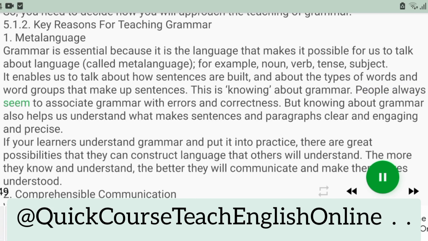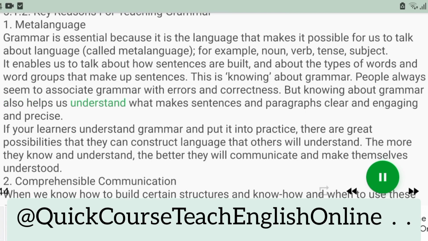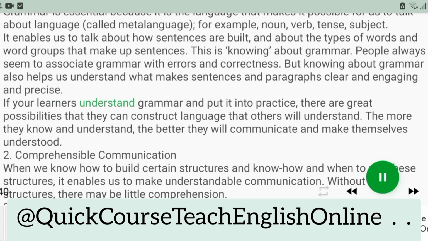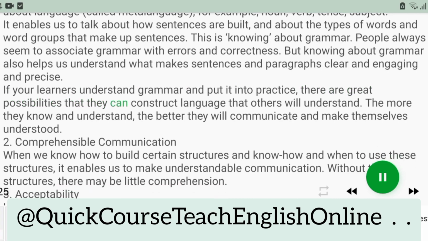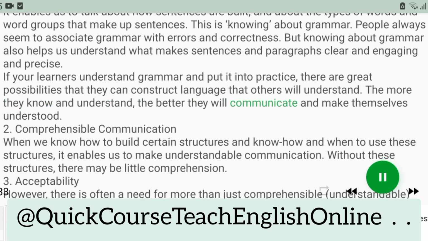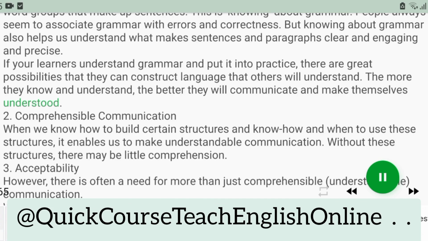People always seem to associate grammar with errors and correctness. But knowing about grammar also helps us understand what makes sentences and paragraphs clear and engaging and precise. If your learners understand grammar and put it into practice, there are great possibilities that they can construct language that others will understand. The more they know and understand, the better they will communicate and make themselves understood.